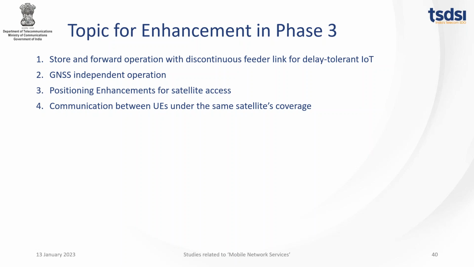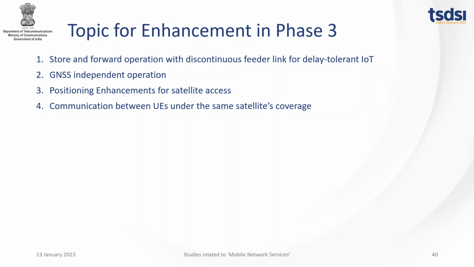The third thing is position enhancement for satellite access. Right now, all the positioning KPIs are related to the assumption that a terrestrial network is available. Some of the KPIs may not be possible to meet with satellite access. If you are completely moving to satellite-based positioning, how accurate can it be? It's not a GNSS thing. This is an enhancement to positioning which needs to be done.